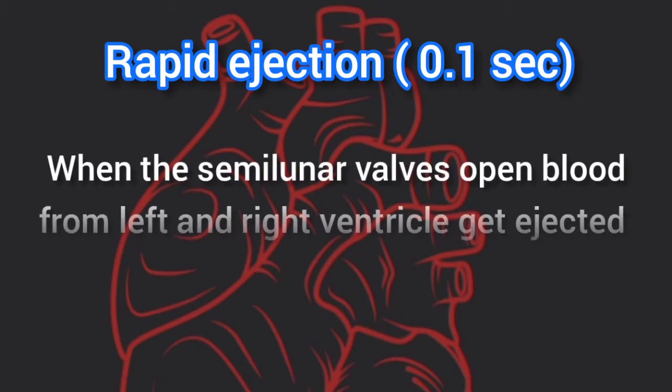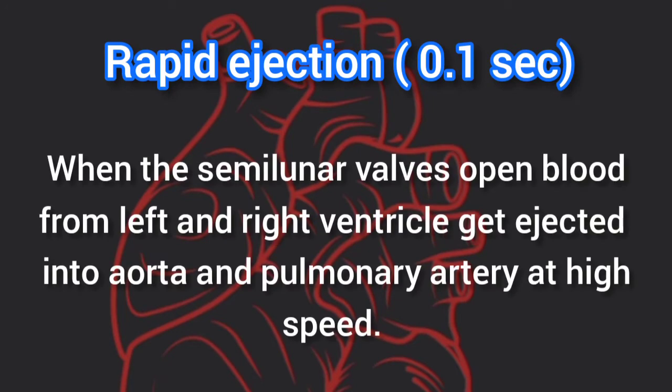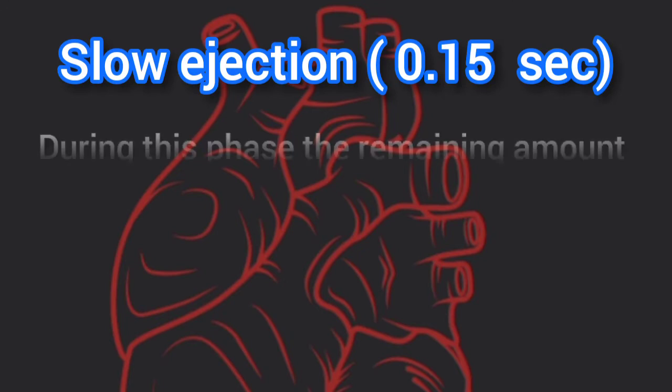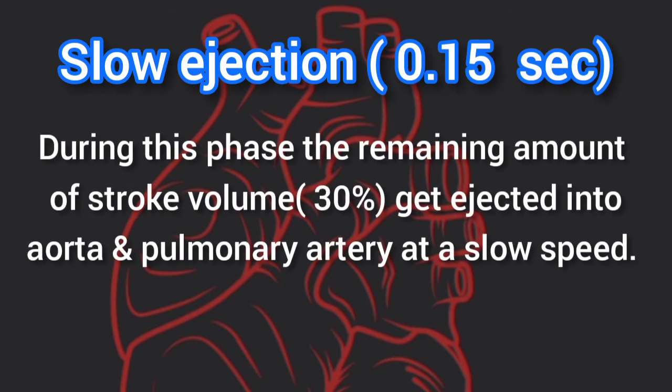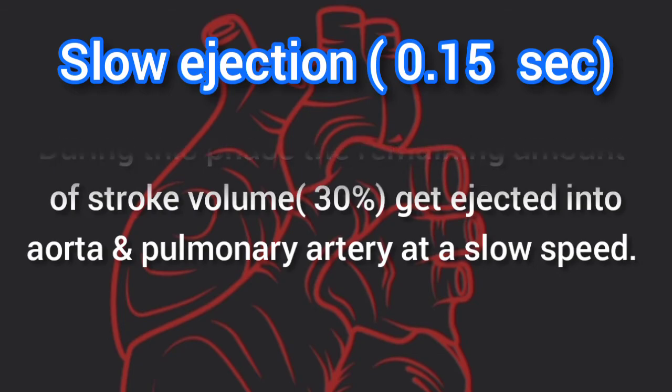Rapid ejection phase. When the semilunar valves open, blood from the left and right ventricle gets ejected into aorta and pulmonary artery at high speed. Slow ejection phase. During this phase, the remaining amount of stroke volume, that is 30%, gets ejected into aorta and pulmonary artery at a slow speed.